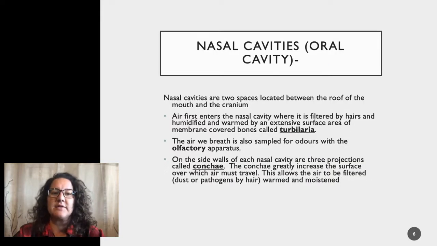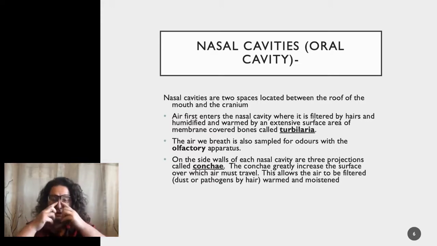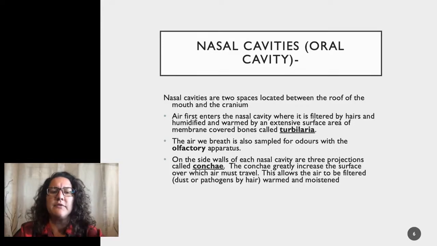So the nasal cavities are located between the roof of the mouth and the cranium. So it can be in from your nose up and even into your forehead. Air first enters the nasal cavity through the nose, where it's filtered by the hairs, humidified and warmed by the extensive surface area and the membrane-covered bone. So this is where we can have swelling if you have a sinus infection, and then it's more difficult to breathe.